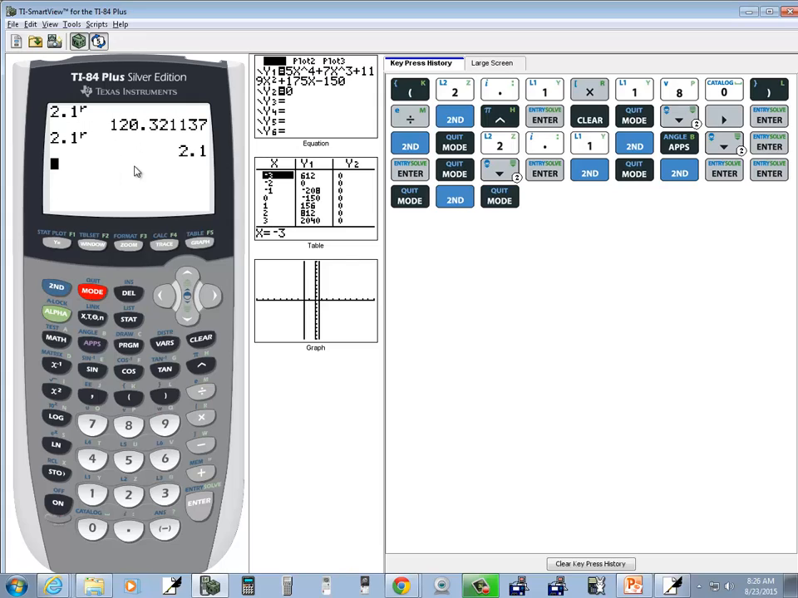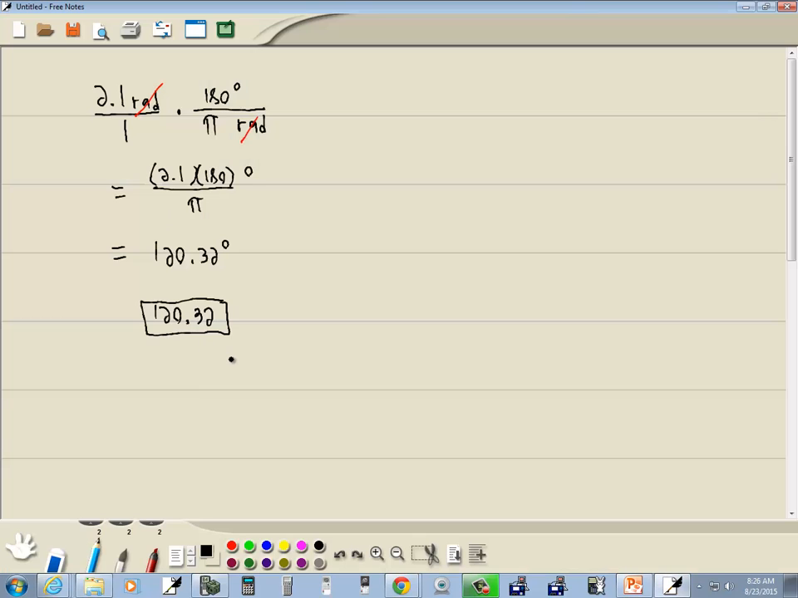Now this will not give you the exact value. It'll give you an approximation, which is okay with some of the problems. This particular one wasn't asking for an exact value. It was asking for a decimal approximation. But anyway, 120.32 is our answer.